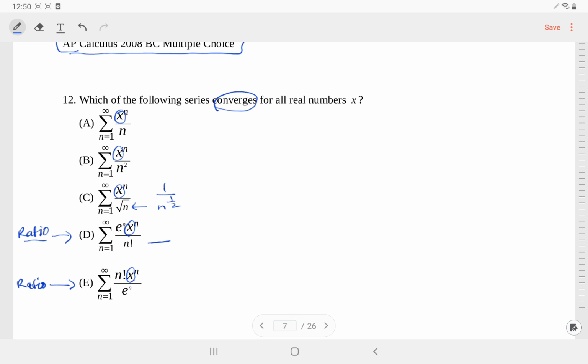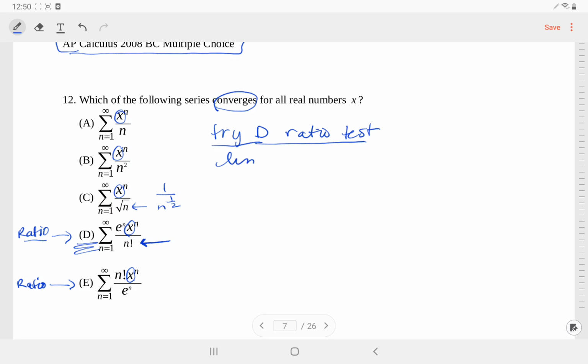So I'm going to look at D first. Large things in the denominator are more likely to have things converge. So I'm going to try D with the ratio test. So let's see. Oh, this isn't the pen that comes with my tablet. It seems to be working fine though.